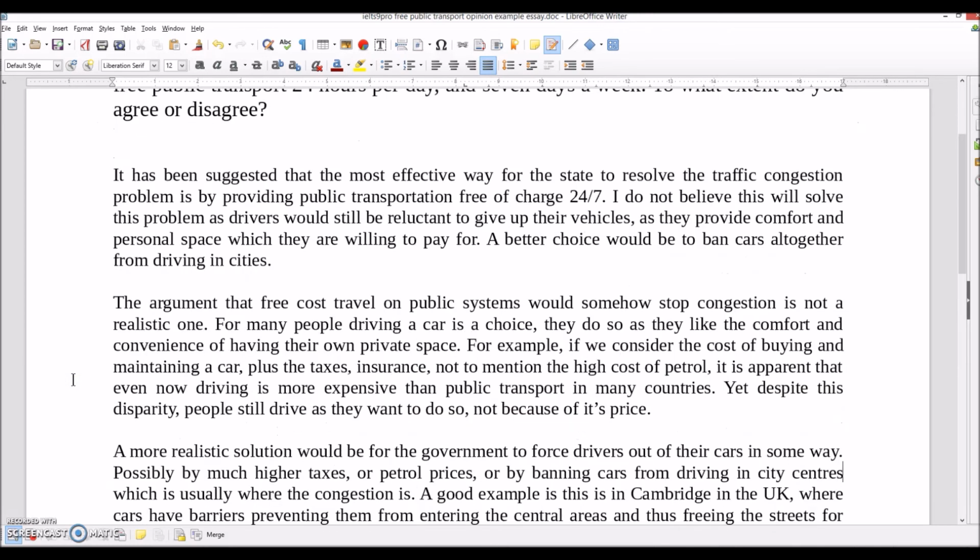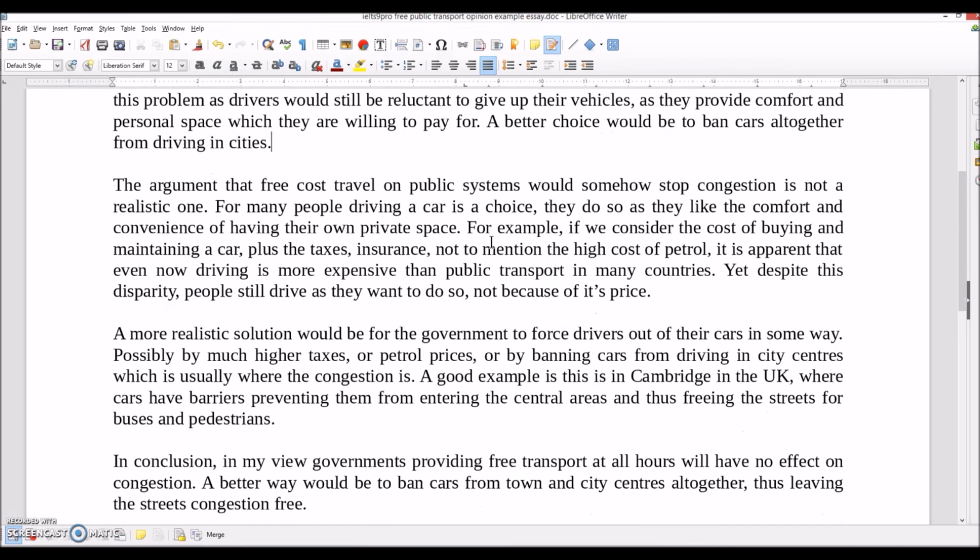So, this is what I meant when I said to clearly and directly answer the question. Sentence 1, simply restate the topic. In paraphrase, change the word order, change some keywords and synonyms. Clear opinion. I don't believe that this will solve the problem. In other words, I disagree, because drivers will still drive because cars are comfortable. However, a better choice would be to ban cars altogether. So, main idea. The argument that free cost travel on public systems would somehow stop congestion is not a realistic one.